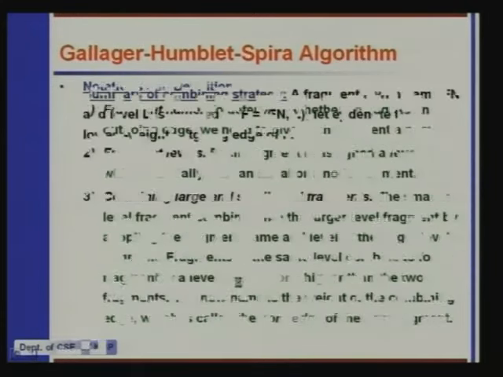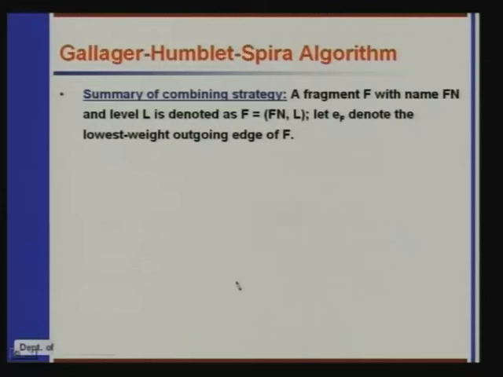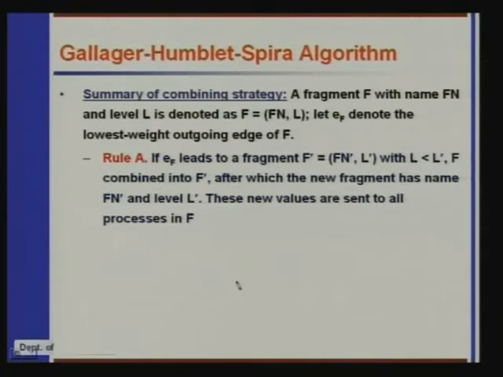So, we were looking at the summary of the combining strategy. There are three rules basically. The first rule is that if the edge EF, which is the lowest weight outgoing edge from F, leads to a fragment F' which has a level larger than the level of the fragment F, then the fragment F combines into F', after which the new fragment has name Fn', that is the name of the larger fragment, and the level L'. And these new values are sent to all processes in F.